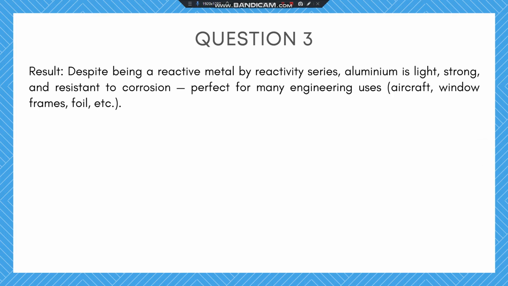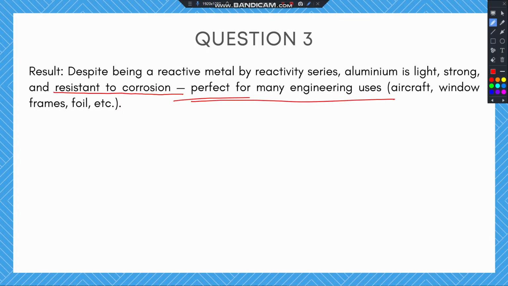So, what is the result of that process called passivation? Despite being a reactive metal, aluminium is light, it is strong, and it is resistant to corrosion. That makes it perfect for many engineering uses. Uses like aircrafts, windows, frames, foils, and so on and so forth.